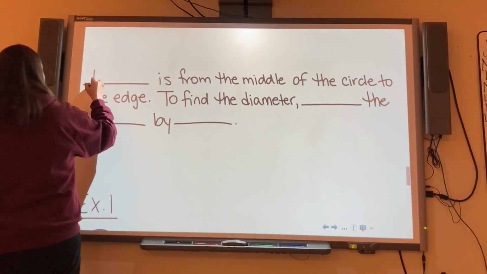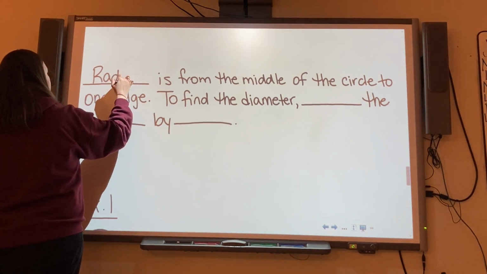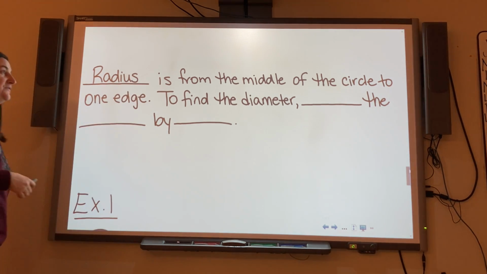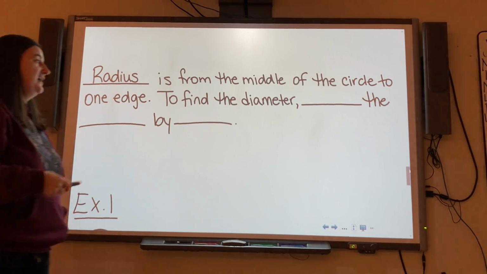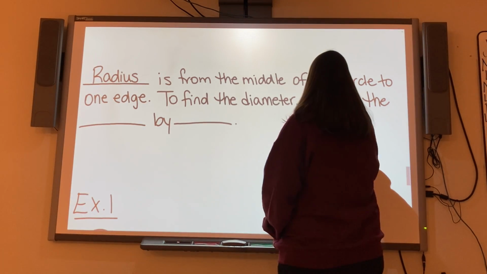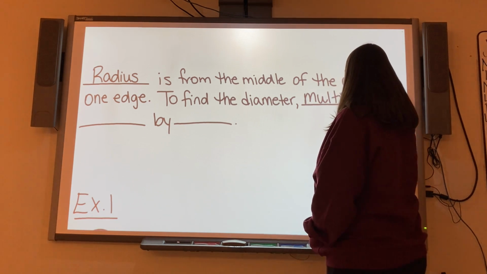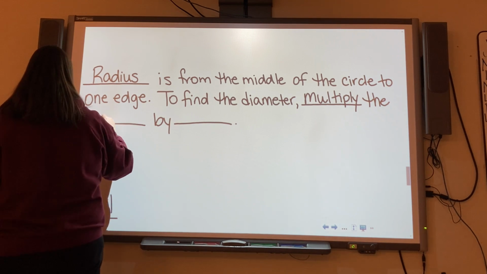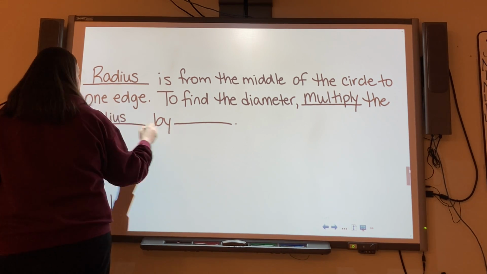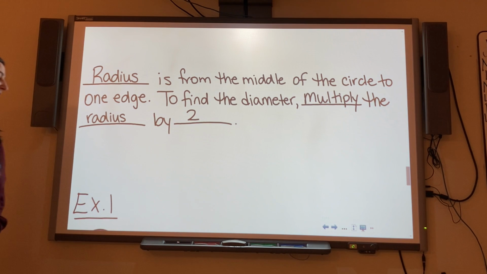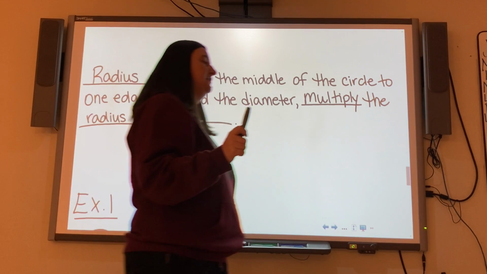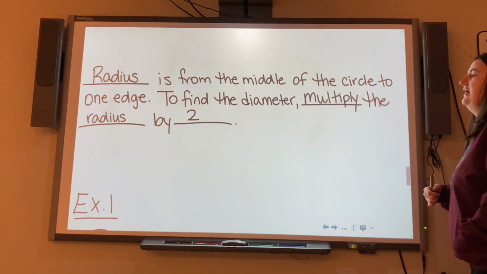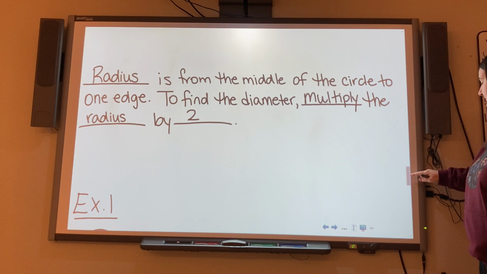Radius is from the middle of the circle to one edge. To find the diameter, multiply the radius by 2. So if you only get the radius, you have to times it by 2 to find the diameter before you can go ahead and do your circumference.